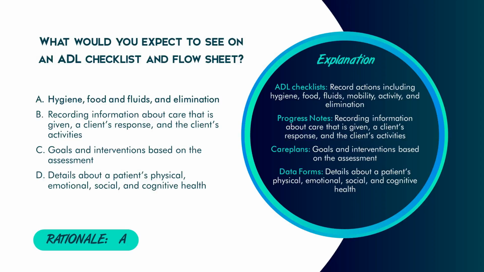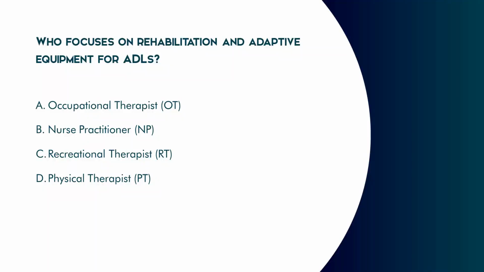C is goals and interventions. That is a care plan. And finally, D is a data form. So the right answer was A. Number 2. Who focuses on rehabilitation and adaptive equipment for ADLs?